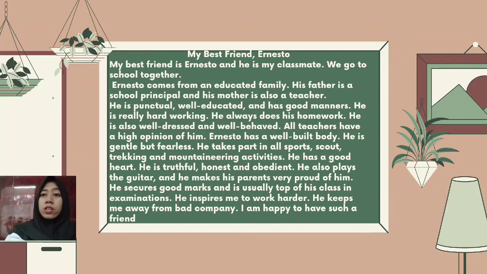He has a good heart. He is cheerful, honest, and obedient. He also plays the guitar and he makes his parents very proud of him. He secures good marks and is usually top of his class in examinations. He inspires me to work harder. He keeps you away from bad company. I'm happy to have such a friend.